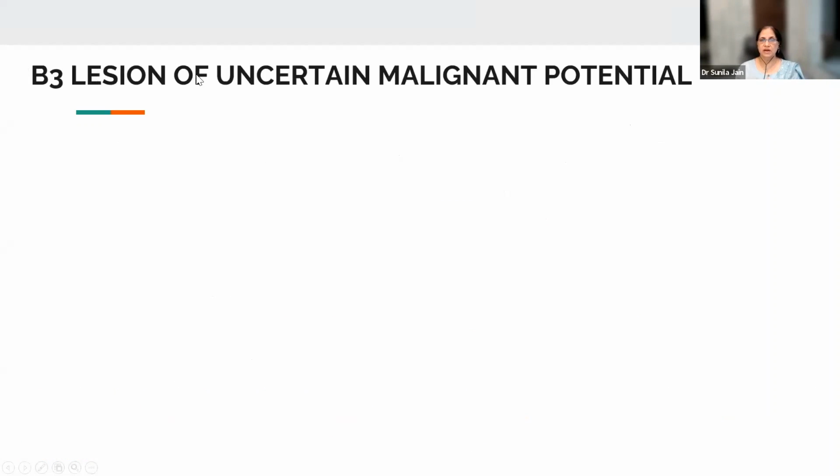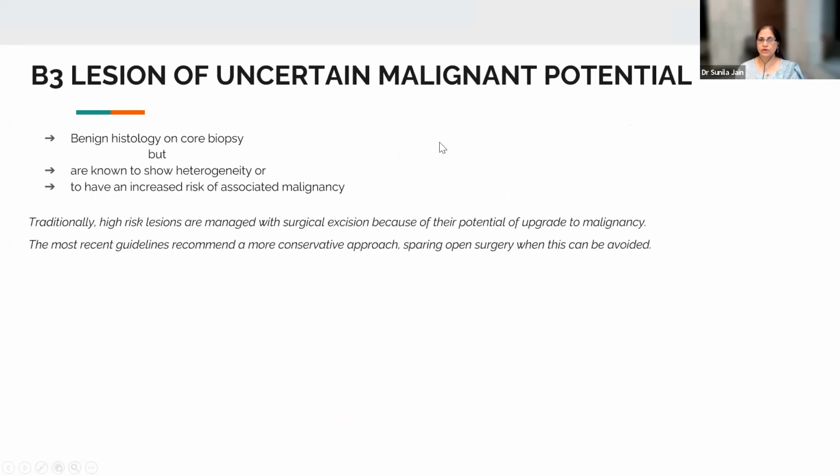So let's come to the B3 lesions of uncertain malignant potential. So what are these lesions? These are lesions which may appear benign on core biopsies, but they are known to show heterogeneity and have an increased risk of associated malignancy. So whenever a B3 category is reported, it is very important to communicate to the surgeons or the clinicians who are treating them that this may harbor a malignancy in the vicinity, or it may progress to malignancy.